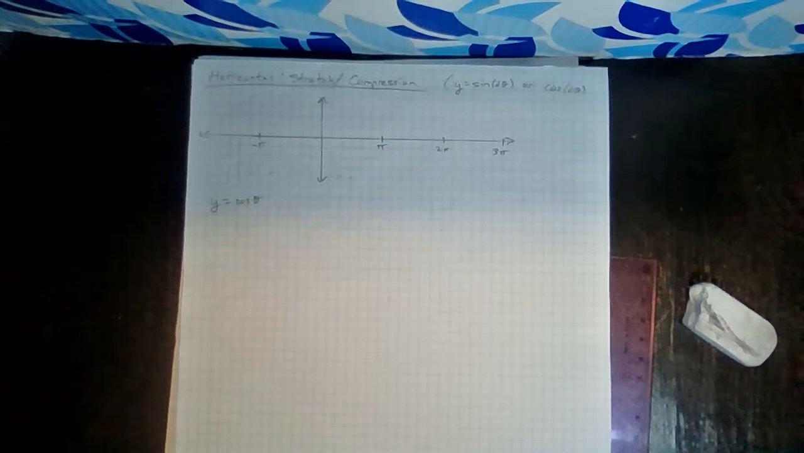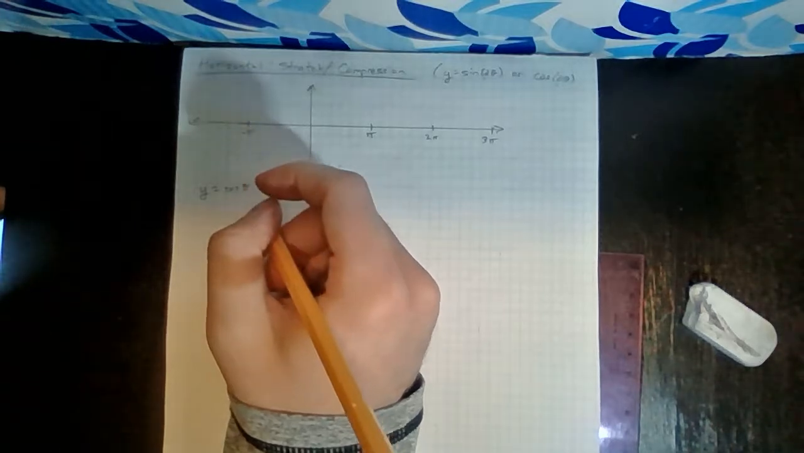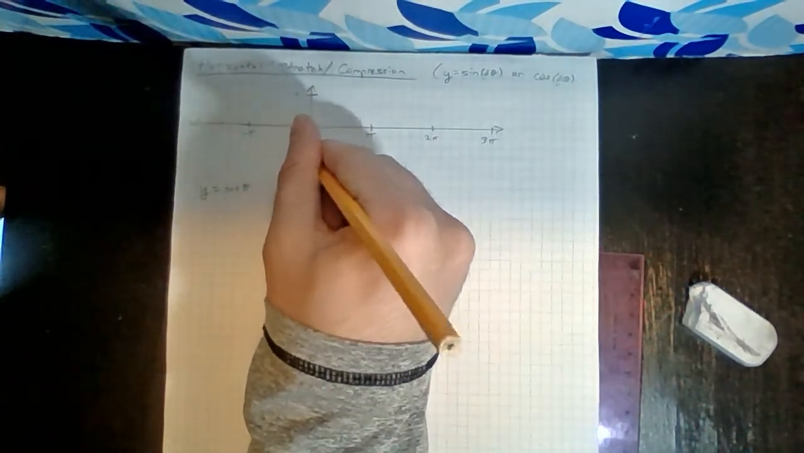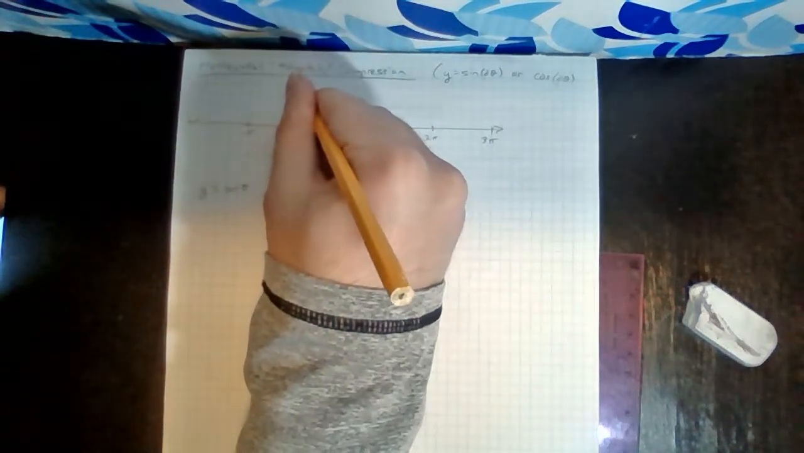Lastly, we're going to look at horizontal stretches and compressions. So horizontal stretches and compressions, again, always happen inside. Horizontal, it's inside the function, so it's directly affecting our variable. So it's a direct multiplication of theta or x, depending on how we write it. We'll look at cosine theta this time. So y equals cosine theta.